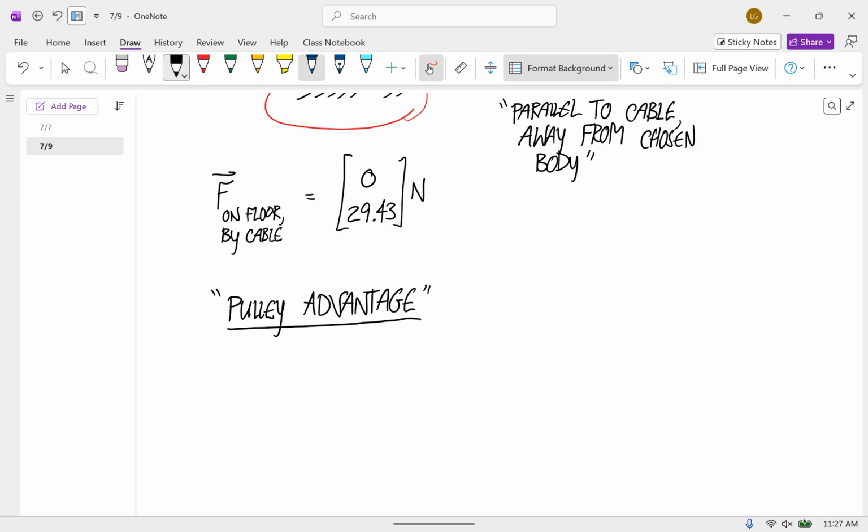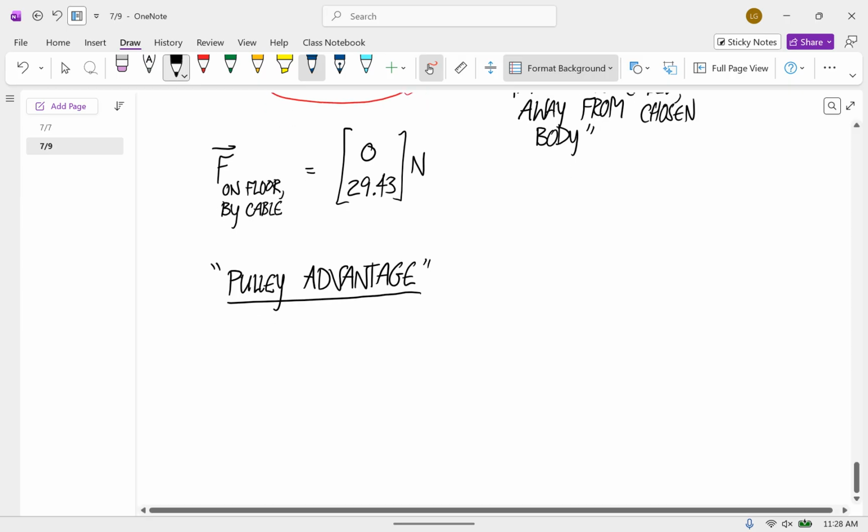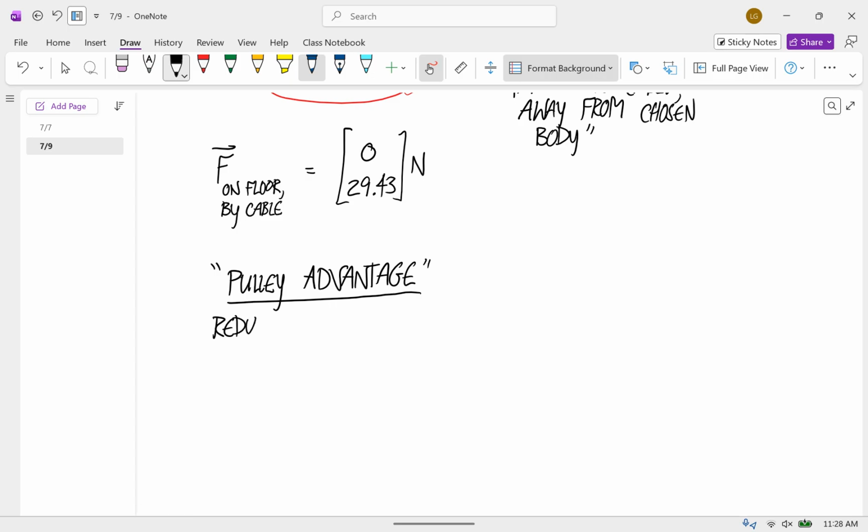And it turns out that it's not the pulley that makes it easier to lift something, but you can take advantage of pulleys in a way that does reduce the force required to lift an object. And that technique is used with things called block and tackles in shipping yards and storage places all the time. And so pulley advantage is a way to reduce the force required to lift an object.